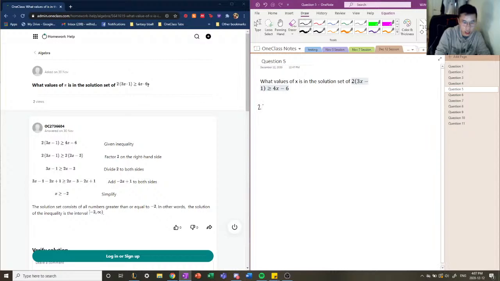So we have 2 times 3x minus 1. And this left side will always have to be greater than 4x minus 6. So the first thing I want to do is get rid of this 2, right? It's the easiest thing to get rid of. So I'm going to divide both sides by 2. Okay? So by dividing both sides by 2, we get this statement. 3x minus 1 is greater than, so 4x divided by 2 is 2x, and 6 divided by 2 is 3. So we get this statement.